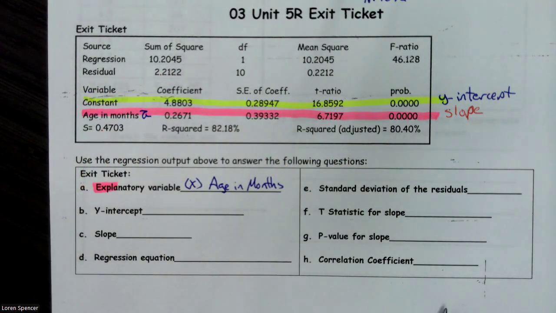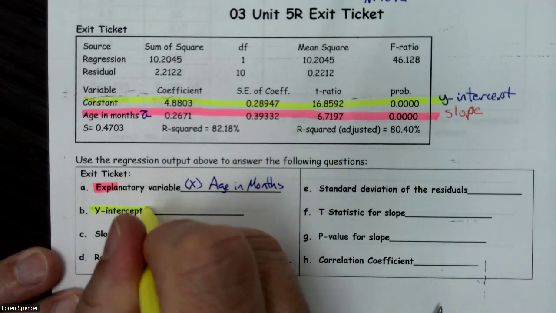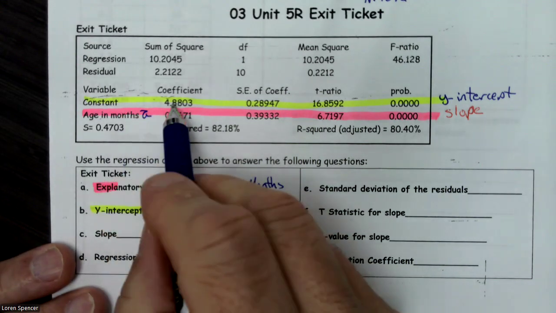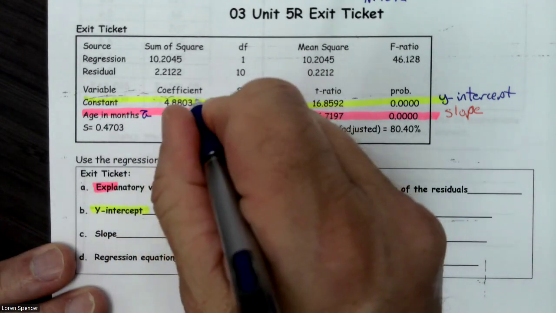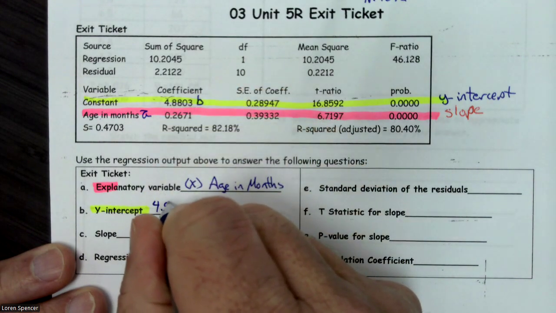Then it asks for the y-intercept. Well, guess what? The y-intercept is on the y-intercept row. So my y-intercept is right next to the word constant. In this case, it's 4.8803.